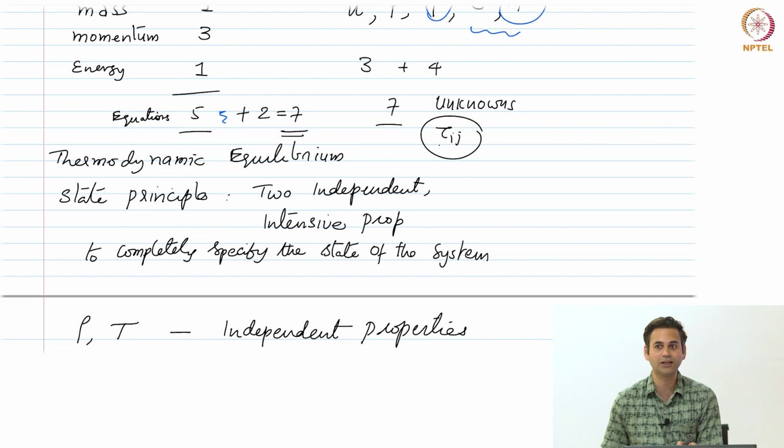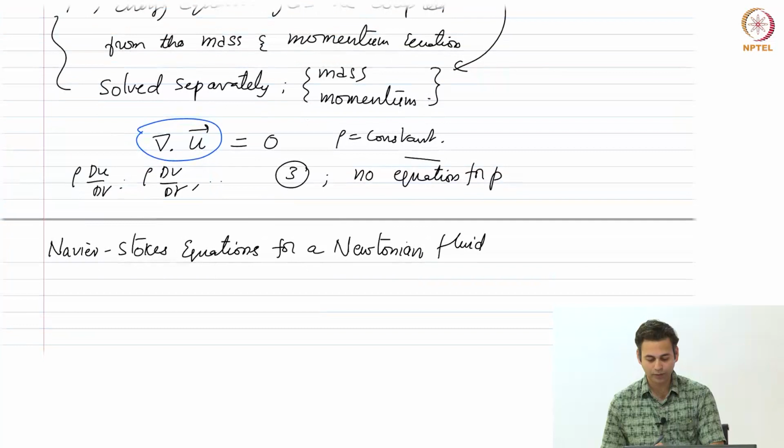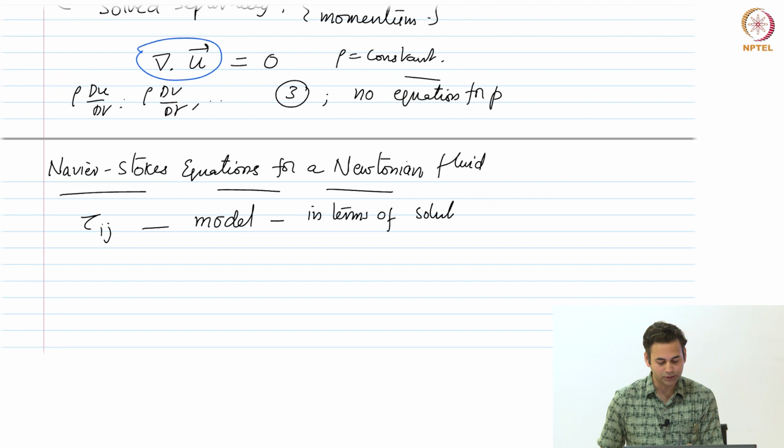Nobody told us how to evaluate these terms, right? These are still unknowns at this point of time, okay, which we kind of assumed while deriving the equations that these are somehow known, okay? So we assumed that these are known, which is what we are going to now discuss. How do we introduce or model the shear stresses, okay? The tau ij, the 9 terms that we have, out of which 6 are the independent ones for an isotropic fluid, are the ones which need a model to specify them in terms of the other solution variables that we have, okay?